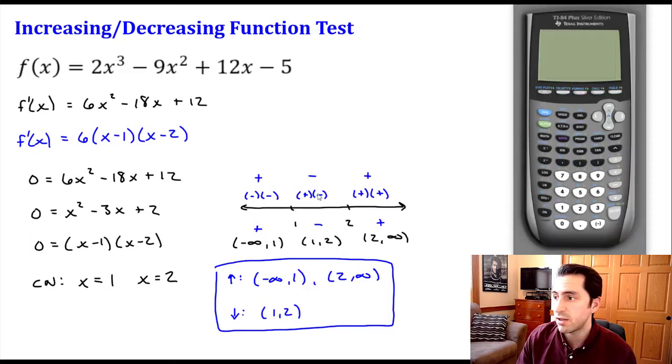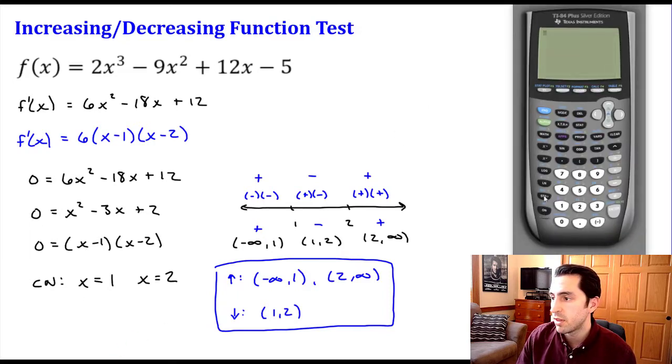Let's verify this by taking a look at the graph of this function. In my calculator, I can go to y equals, and I'm going to type in my function. So we have 2x cubed minus 9x squared plus 12x minus 5. Before I graph, I'm going to check my window to make sure that my graph is going to be in here. We do see that we have some changes from increasing to decreasing at 1 and 2, so I want to make sure that gets contained in my window.